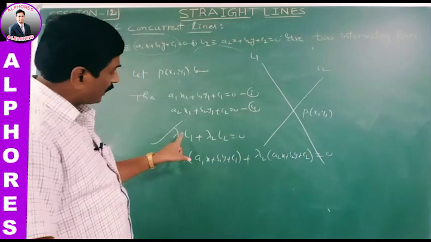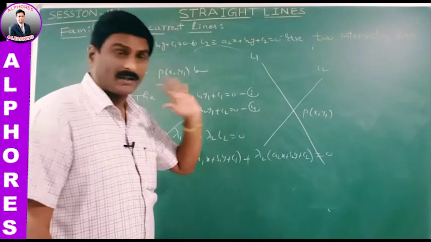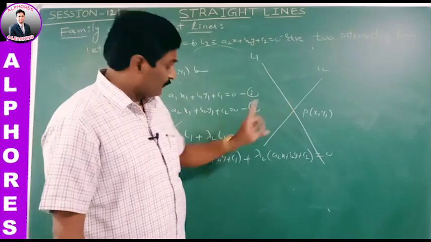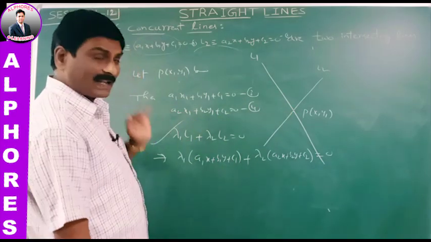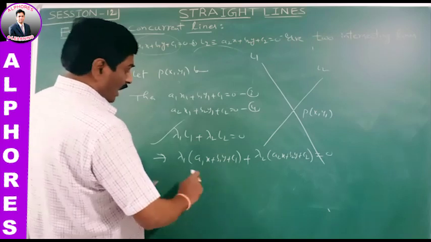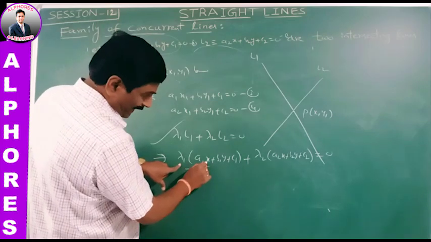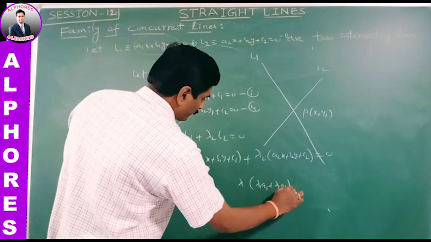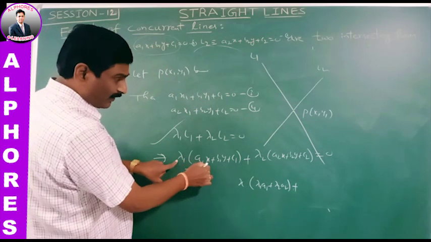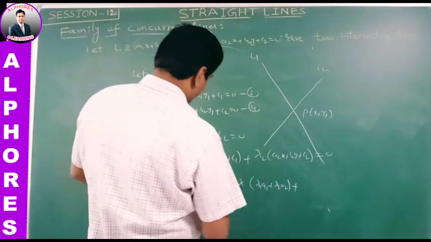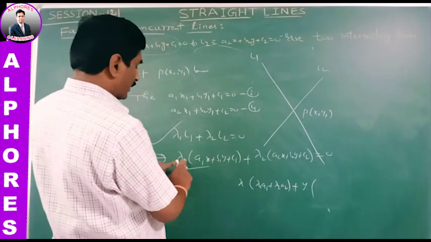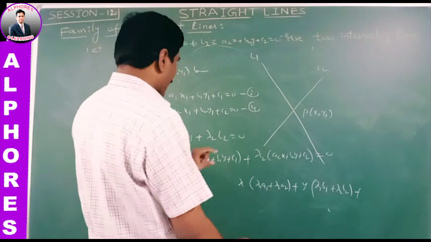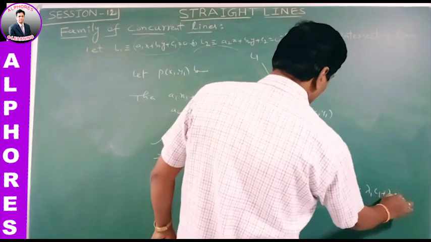Lambda 1 L1 plus lambda 2 L2 is equal to 0 means this expression. How is it a line? Please observe this point. Taking x as the common term, x times (lambda 1 a1 plus lambda 2 a2), plus, taking y as the common term, y times (lambda 1 b1 plus lambda 2 b2), plus lambda 1 c1 plus lambda 2 c2 is equal to 0.